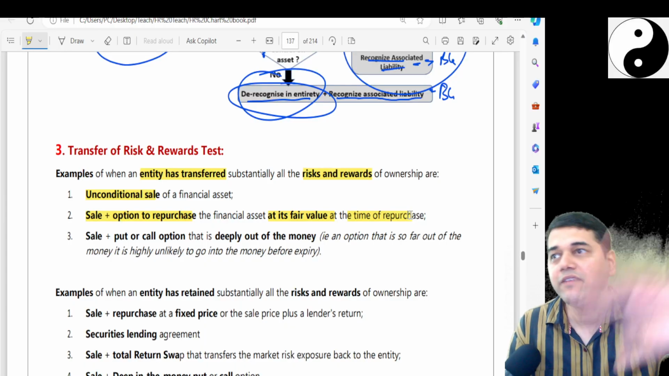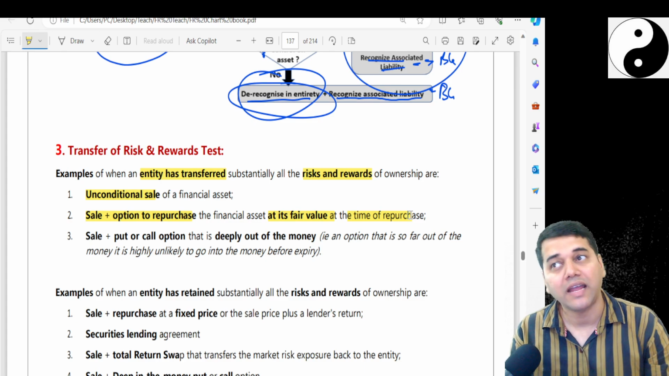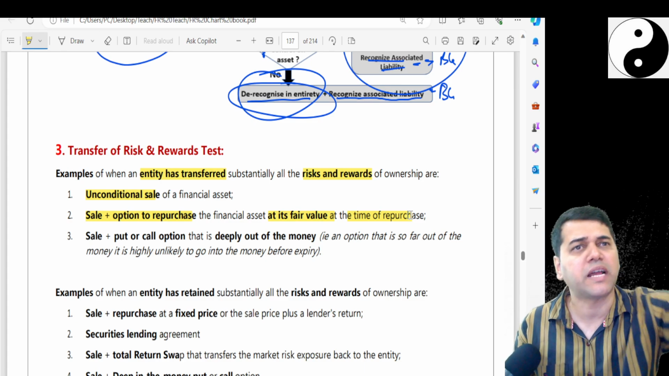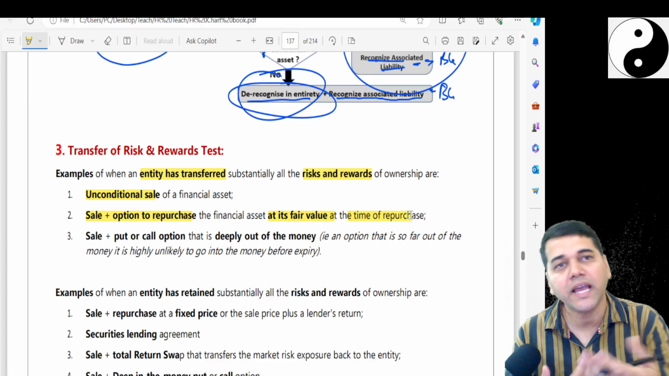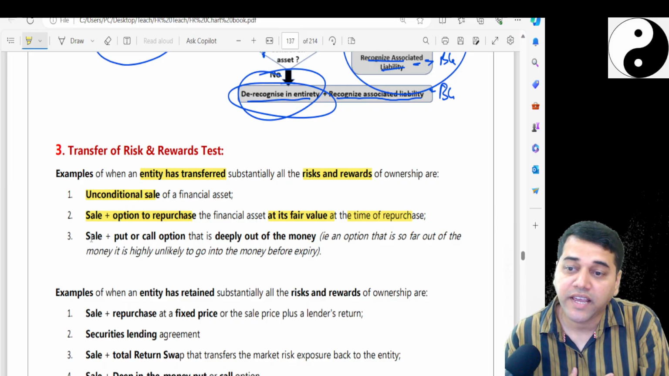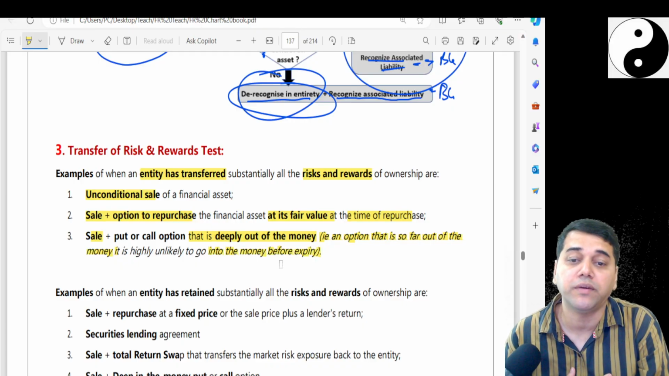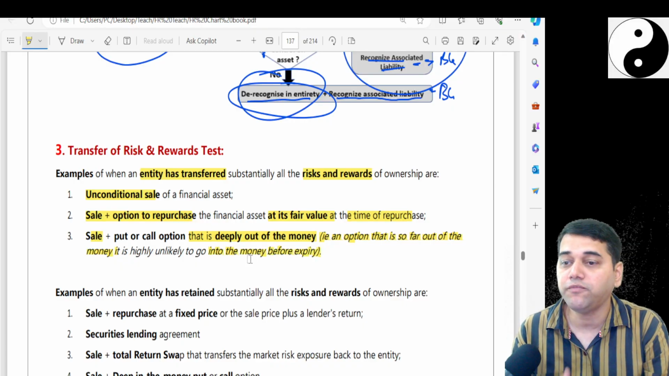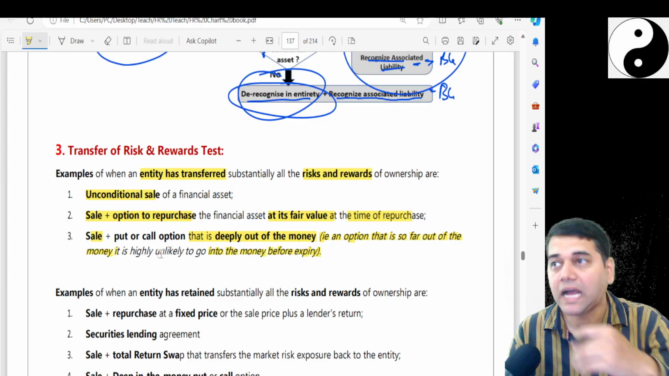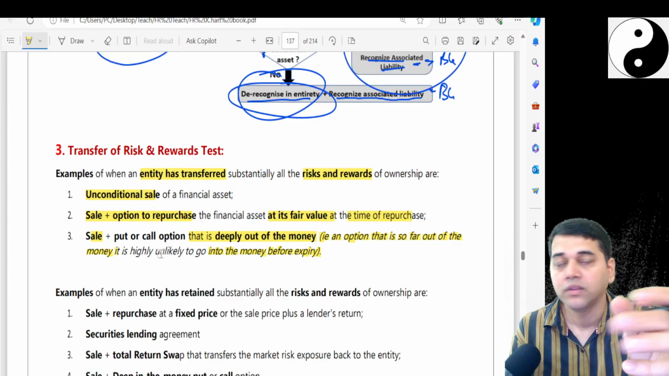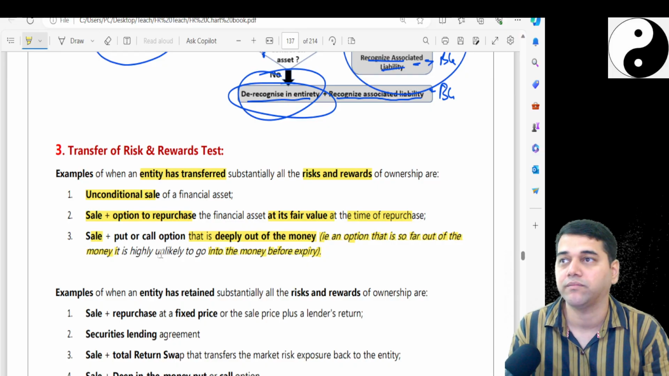That means I have told, look, I will sell you today, but I will buy it back from you at the end of the year at whatever market price it is. Then it is one and the same. It is fair. That means today I can derecognize. Sale plus put or call option that is deeply out of money. Out of money means I have told, okay, I will sell it to you. I will give you one put option. If you don't want that asset, you sell it back to me.